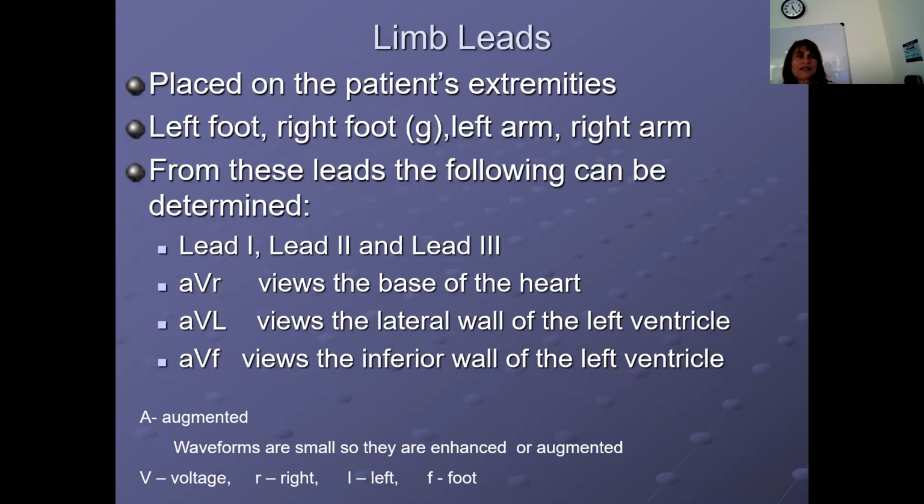All right, so when you're placing, the limb leads will send information to the EKG machine. You'll be able to get lead 1, lead 2, and lead 3 from the limb leads. You're also going to get AVR, which, what does that stand for? So the little a stands for augmented.